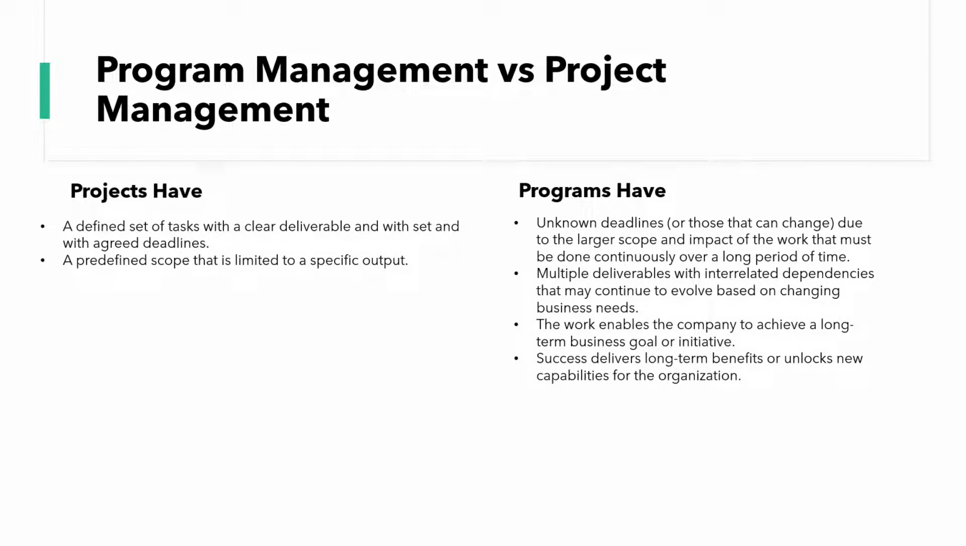So projects have a defined set of tasks with clear deliverables and a set of agreed deadlines, and there is that predefined scope that is limited to a very specific output. On the contrary, programs often have unknown or ongoing deadlines, or deadlines that can be changed as time goes on, due to their larger scope and the impact of the work that must be done. There are often multiple deliverables with interrelated dependencies, and they may continue to evolve based on changing business needs.